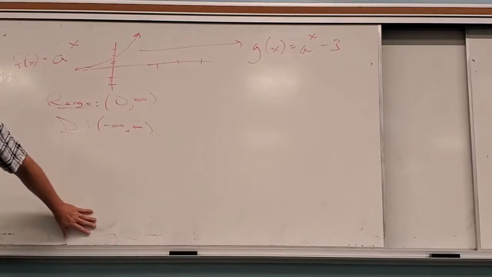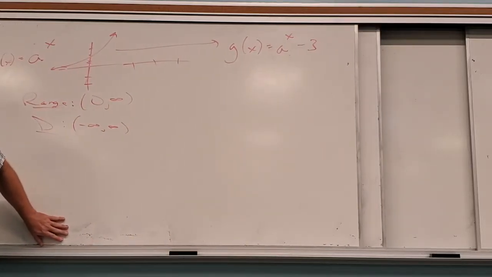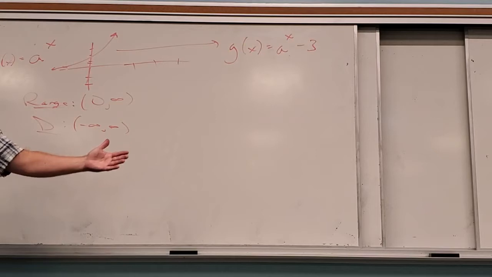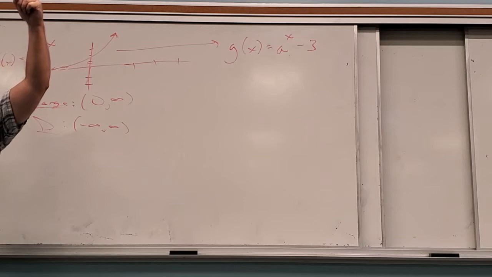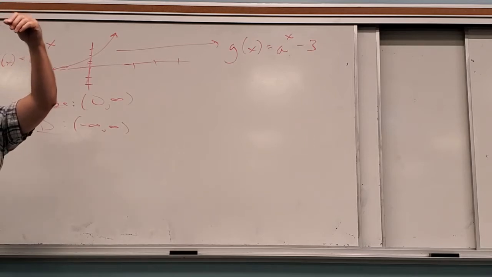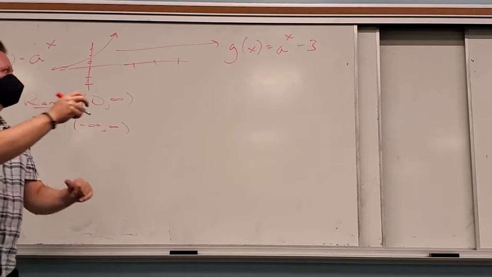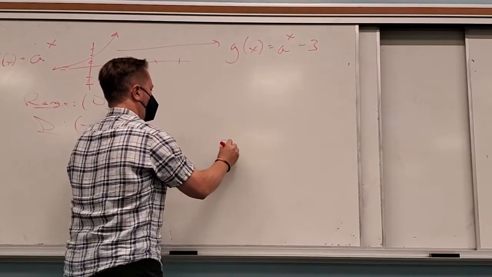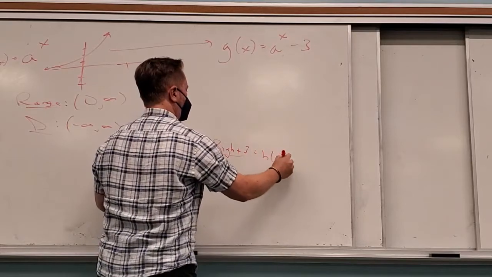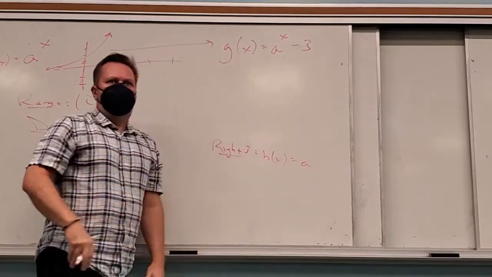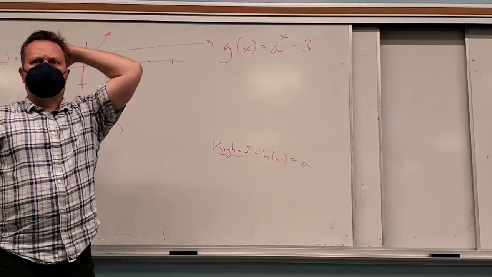What kind of shift is that? Down how much? 3. So what does everything on the graph do? Everything on the graph goes down 3. Real quick, if I wanted it to be right 3, how would I change it so it was right 3?